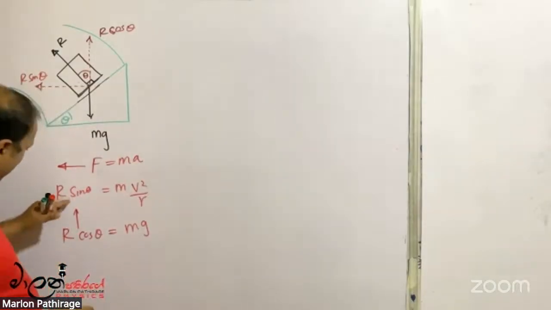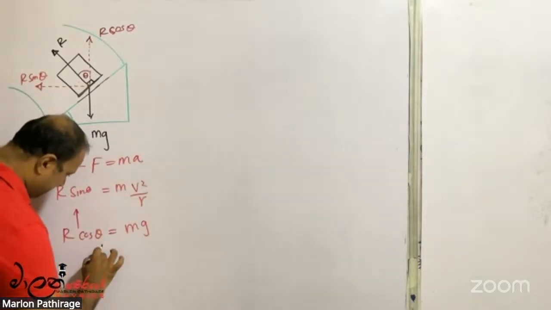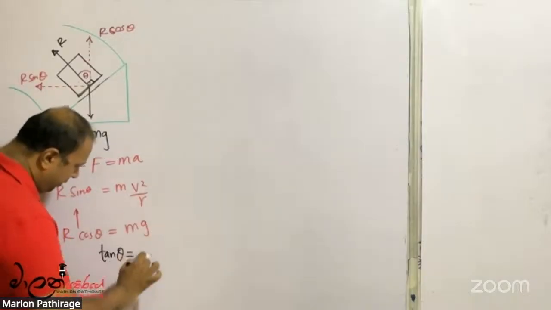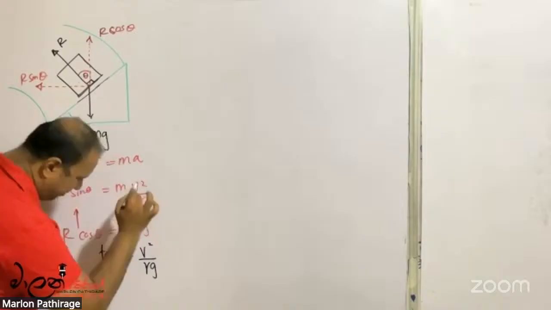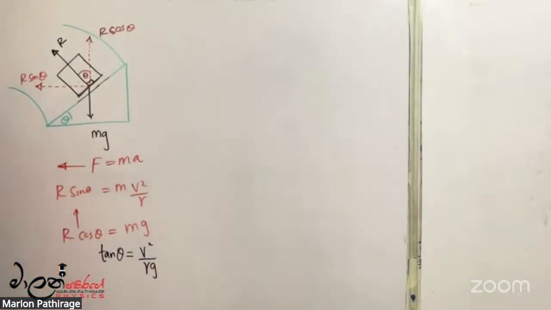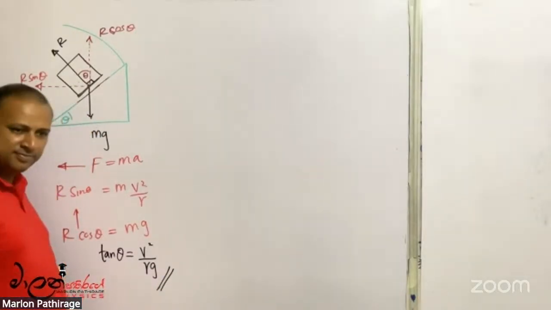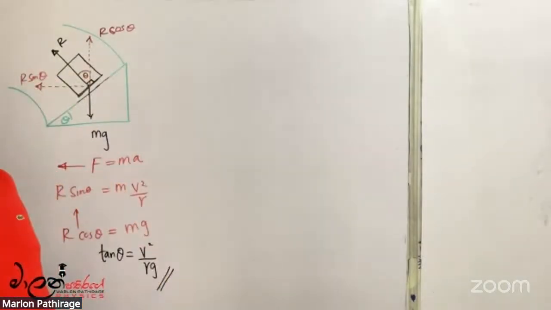Therefore, if I divide 1 by 2, tan theta is equal to v squared over r g. Is that clear? Ask a question if not. If you got this calculation, please raise your hand.